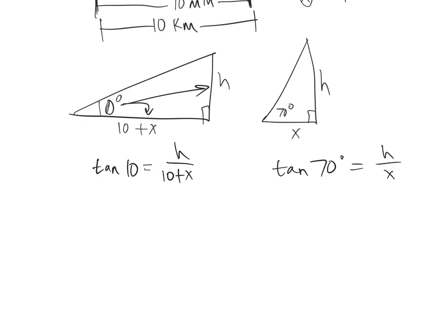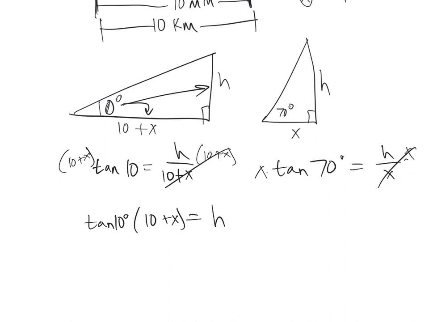So let's solve both of these for h by multiplying by this group here, just like we did on that other problem. Multiply by x here. On the left-hand side, we have the tangent of 10 degrees, which is going to be a number that we're going to distribute through the 10 plus x. That's h. And on the right-hand side, we have h equals the tangent of 70 degrees times x.